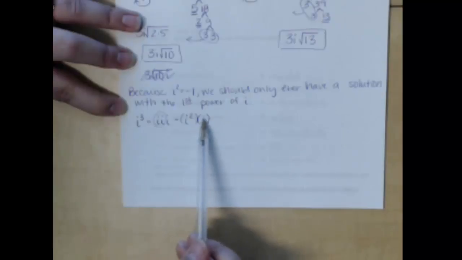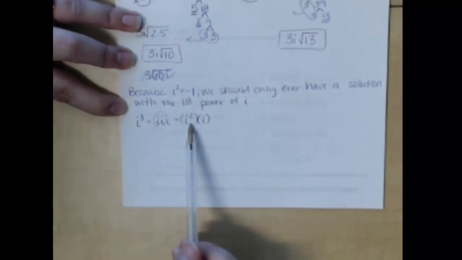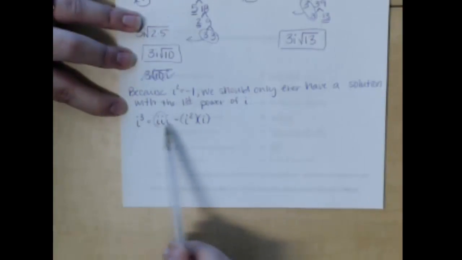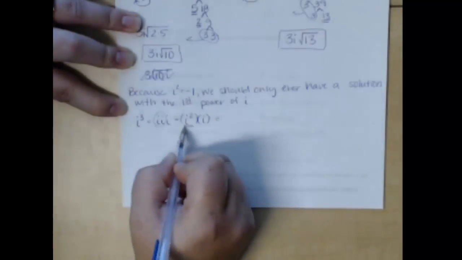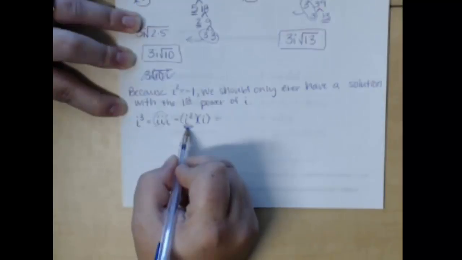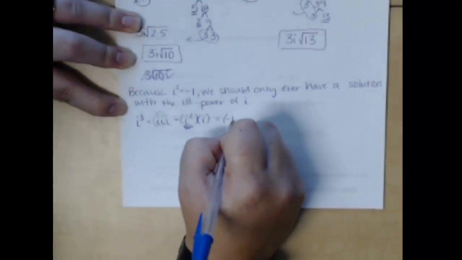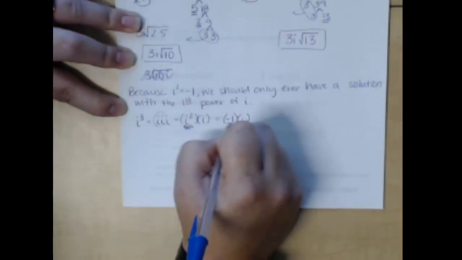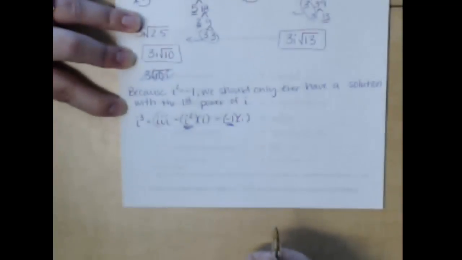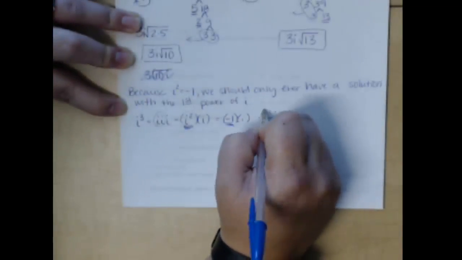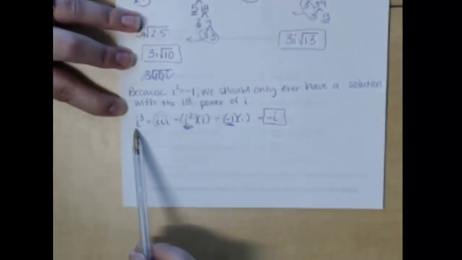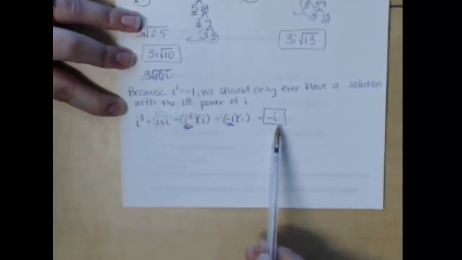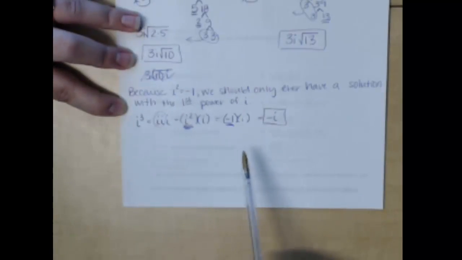3 is the same as 2 plus 1, right? I have 2 copies here and 1 copy here. And then once I have it written this way, I can just replace my i squared, because I know i squared is equal to negative 1. So this becomes negative 1 times i. And negative 1 times i is just negative i. So we took something that was a higher power of i and was able to simplify it down to just negative i. So this is the idea.